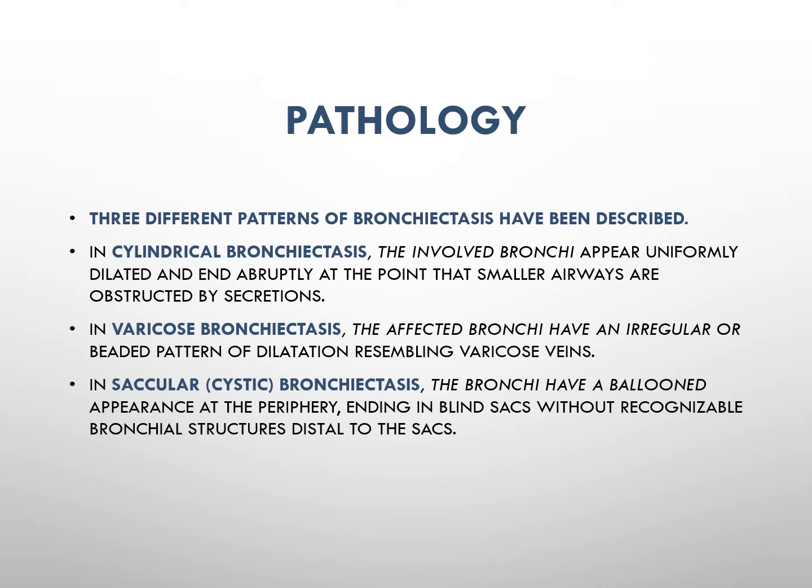Three different patterns of bronchiectasis have been described. Cylindrical bronchiectasis: the involved bronchi appear uniformly dilated and end abruptly at the point where smaller airways are obstructed by secretions. Varicose bronchiectasis: the affected bronchi have an irregular or beaded pattern of dilation resembling varicose veins. And saccular, cystic bronchiectasis: the bronchi have a balloon appearance at the periphery, ending in blind sacs without recognizable bronchial structures distal to the sacs.